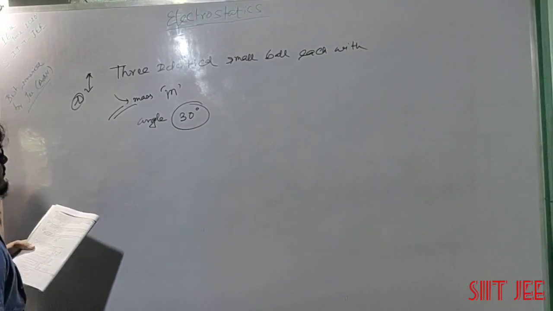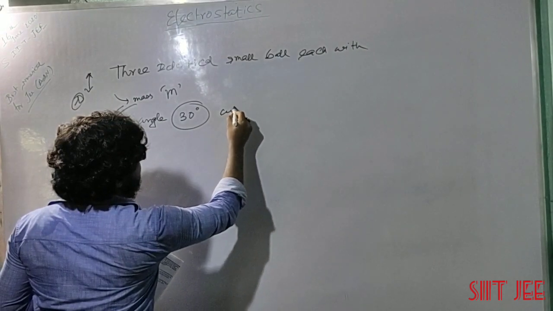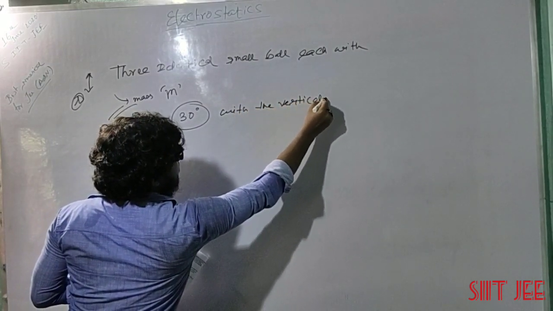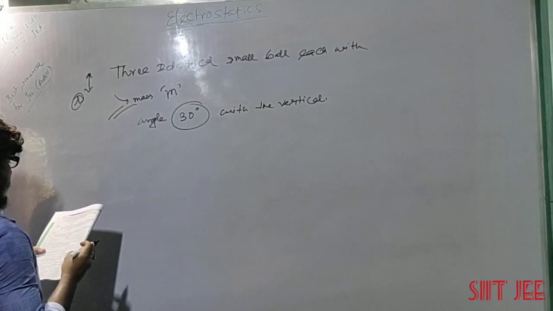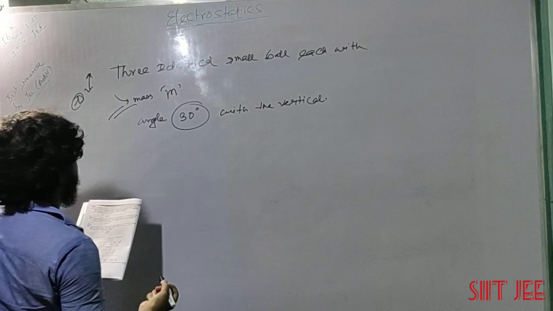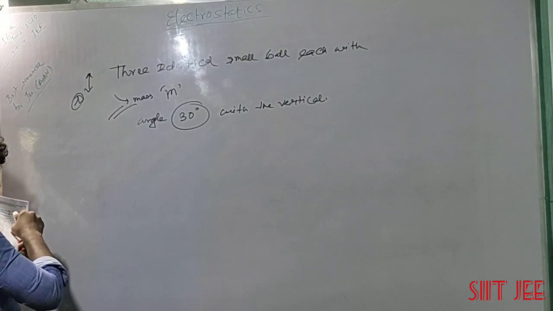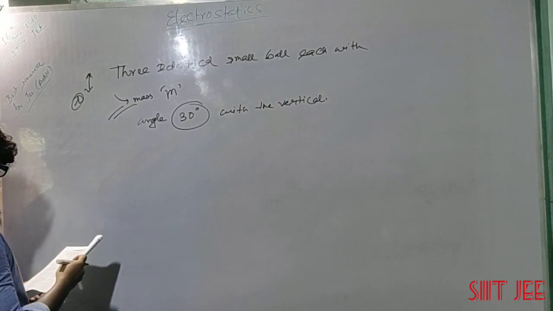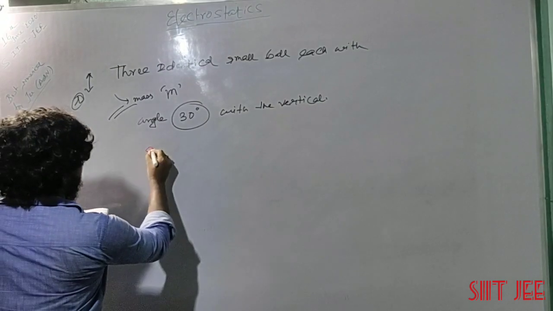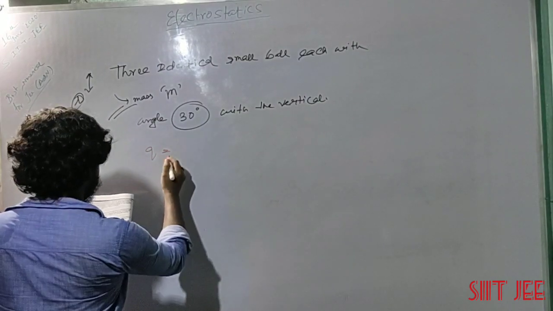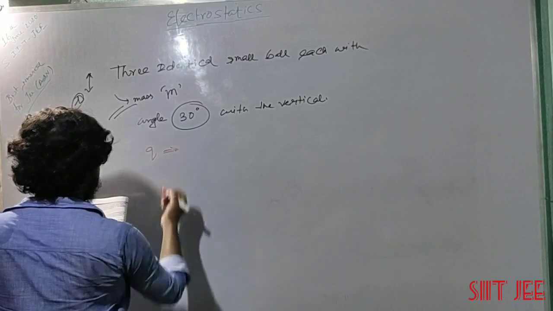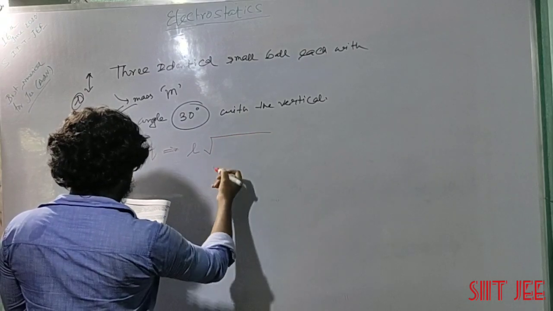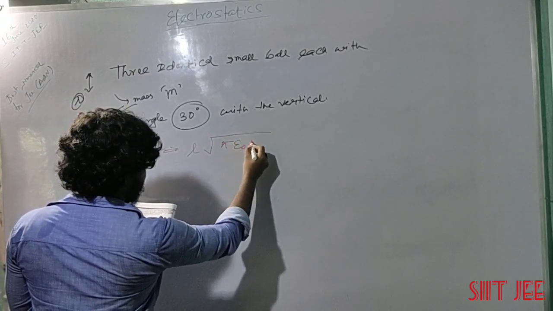With the vertical at angle 30 degrees, then we get Q is equal to L root over of pi epsilon 0 mg.